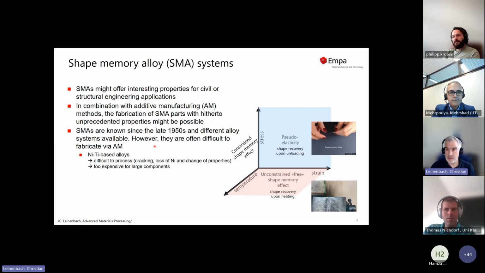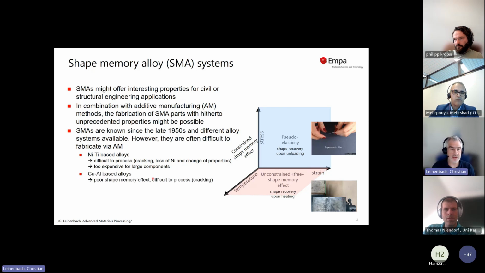Looking into the alloy systems that are around, most of the people are familiar with nickel titanium, but with regard to additive manufacturing, they're really difficult to process. They tend to cracking. There's a loss of nickel, and then they change their properties. So 0.1% of nickel can mean 10 degrees of difference in the transformation temperatures, so they're difficult to control. Another downside is they're really expensive, and in particular, when you want to make larger components, you cannot really afford that.